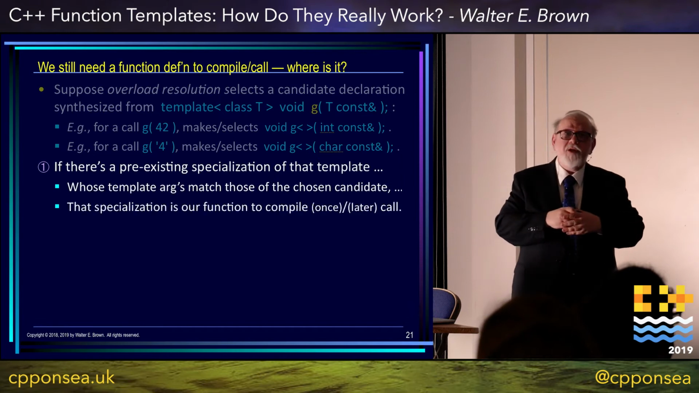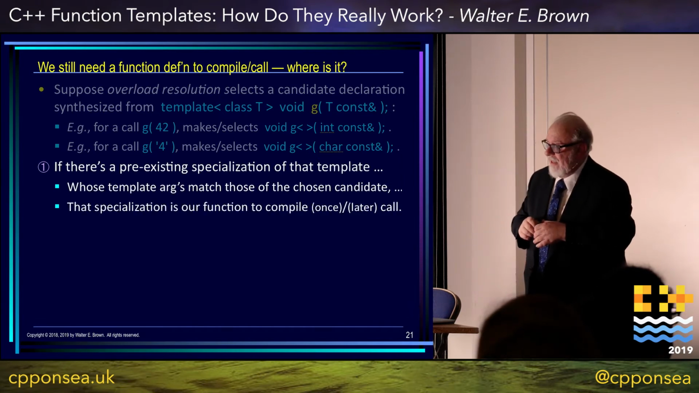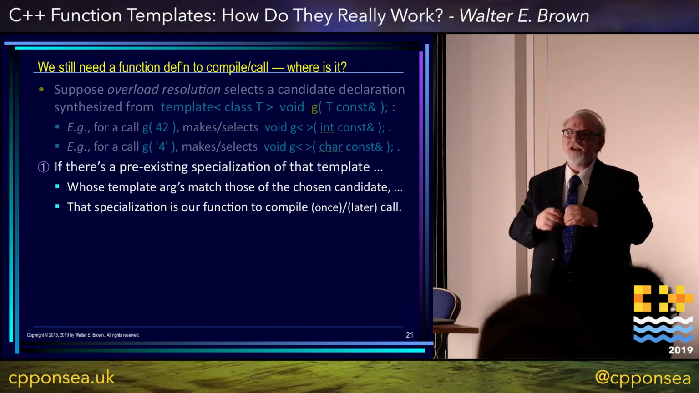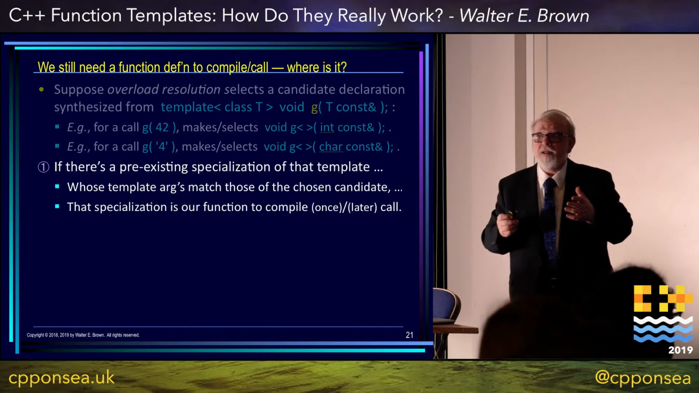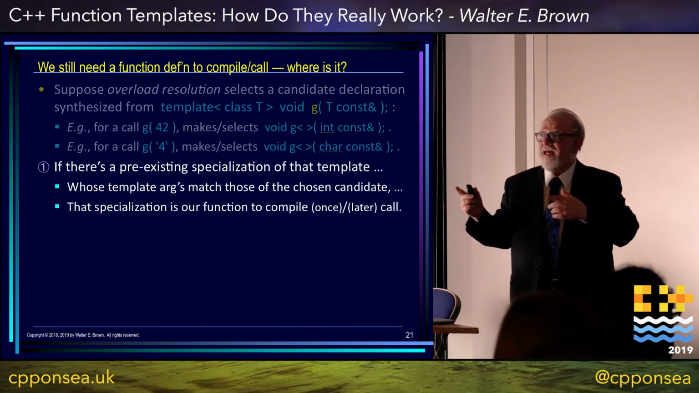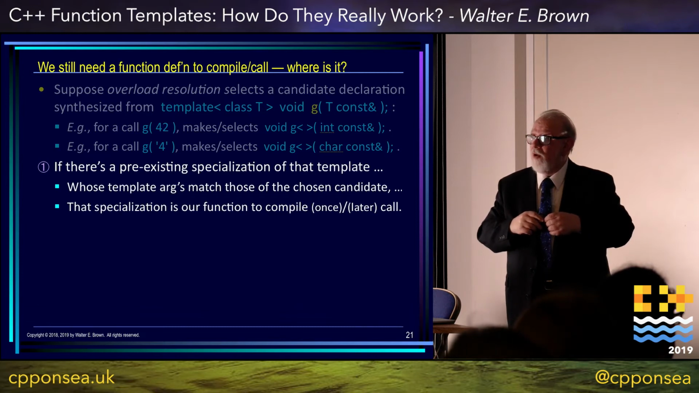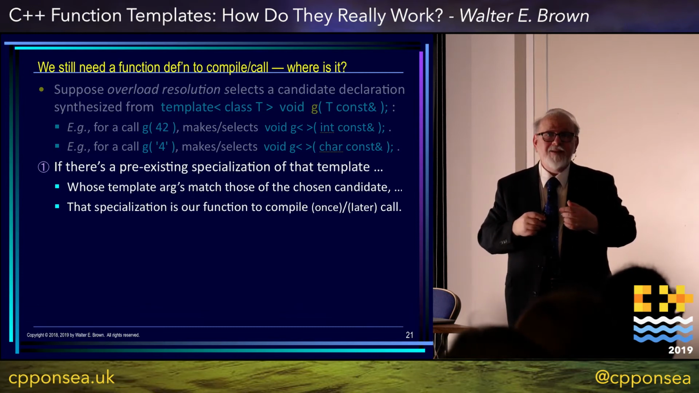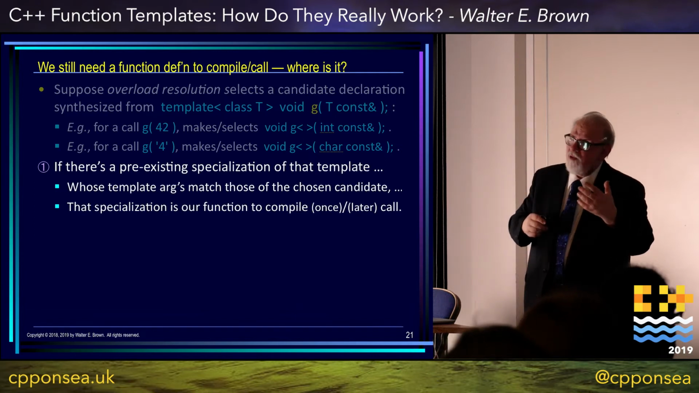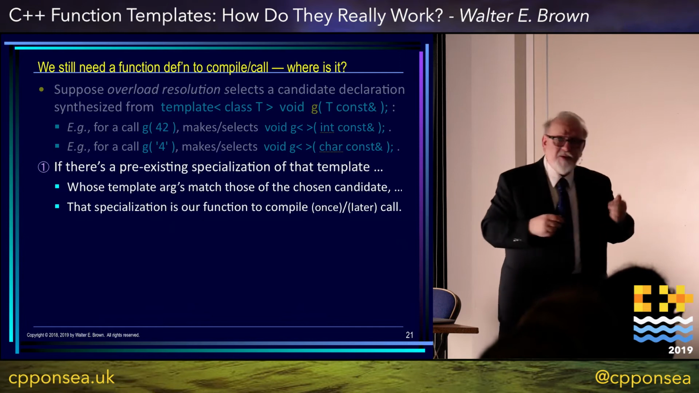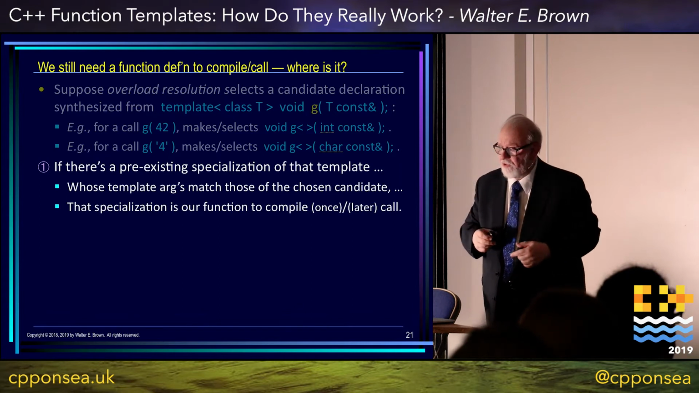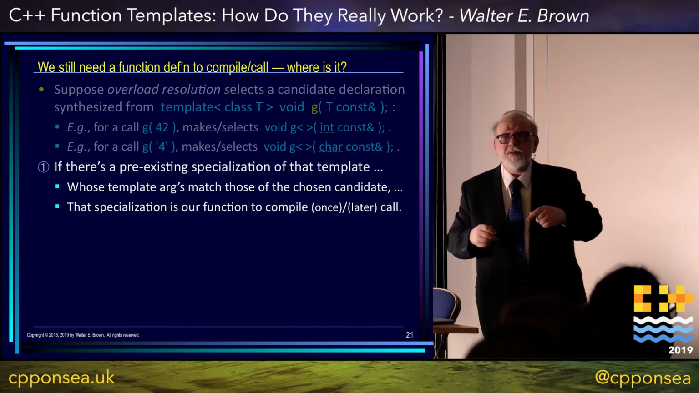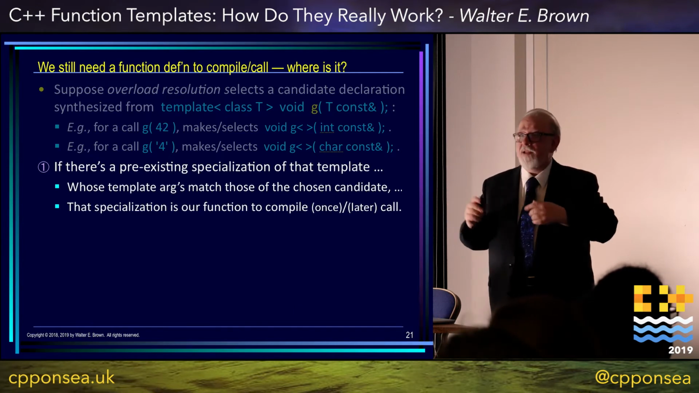What then? There are two possibilities, two cases. If there is a pre-existing specialization that has the right characteristics. And this can come about in at least two ways. Maybe you've been down this path before. This is not the first like call. Or maybe there is an explicit specialization, right? So there are at least two reasons why you might be in this situation. If there is a pre-existing specialization and its arguments match the ones that were selected through overload resolution, then that's the specialization that's going to be compiled and ultimately called.